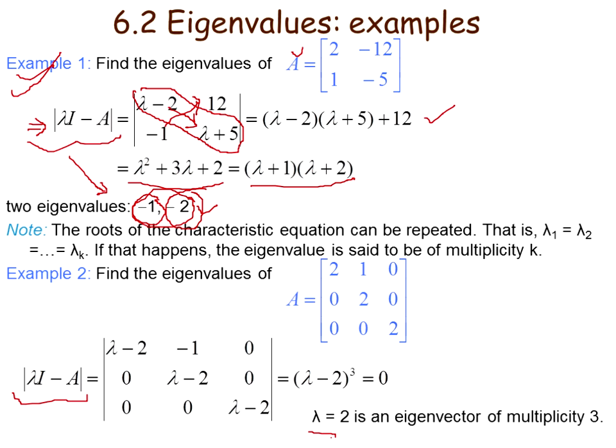So yes, you are right, you can directly solve with the theorem. I will tell you after 3 or 4 slides what that theorem, that property, actually is. Right now I will tell you the actual method. Lambda is equal to 2 is an eigenvalue of multiplicity 3, because there are 3 values of lambda: 2, 2, 2.